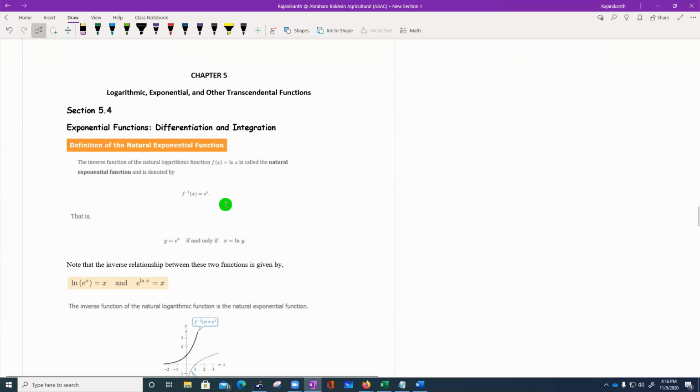Now 5.4 says what? This is the exponential function. You see there's a connection between the exponential function and ln x. What is the connection between these two? Exactly, the inverse of one is the other. I forgot to tell one thing here. How do you draw the ln x function? The ln x function is an increasing function. When you increase x, the function goes up, right?